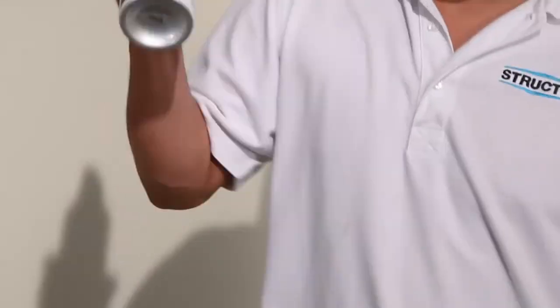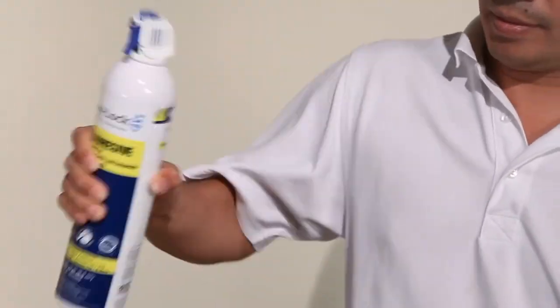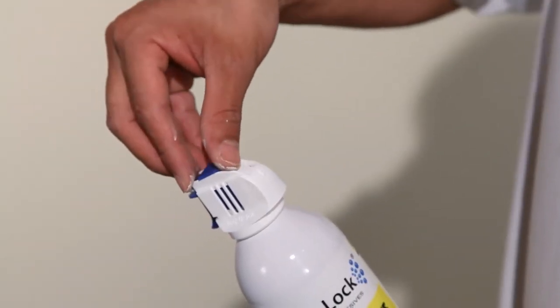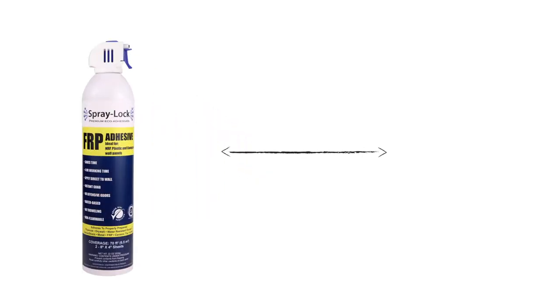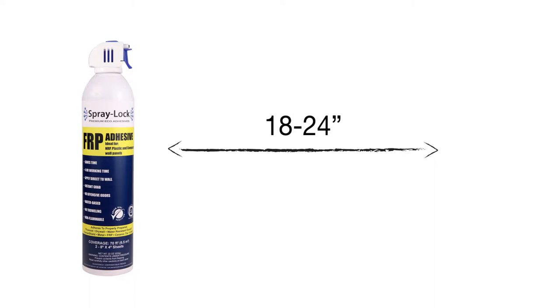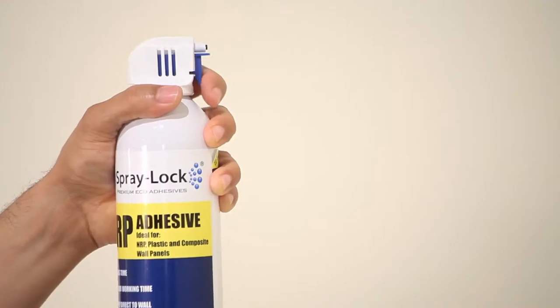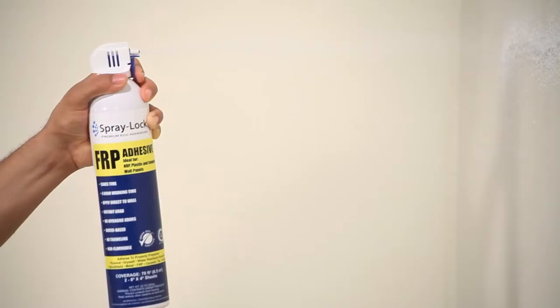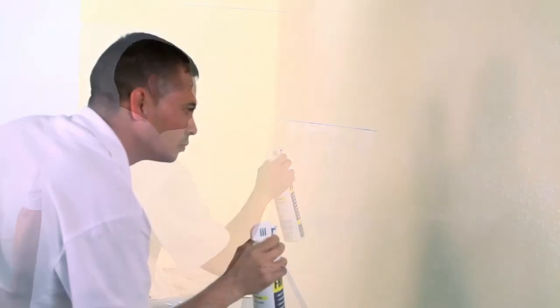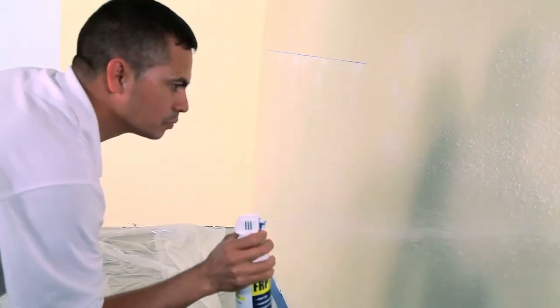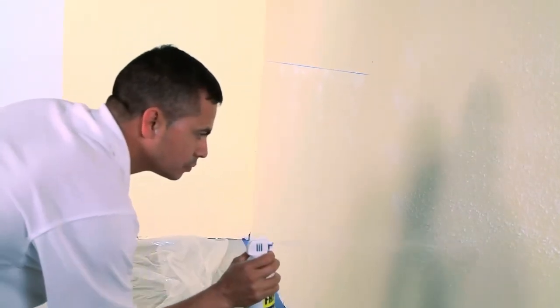Shake aerosol can well. Remove the blue safety tab. Hold upright, approximately 18 to 24 inches, horizontally from the substrate. Aim, pull the trigger. Spraylock FRP adhesive is delivered by a low pressure propellant. Adhesive should spray out in a mist toward the desired surface.